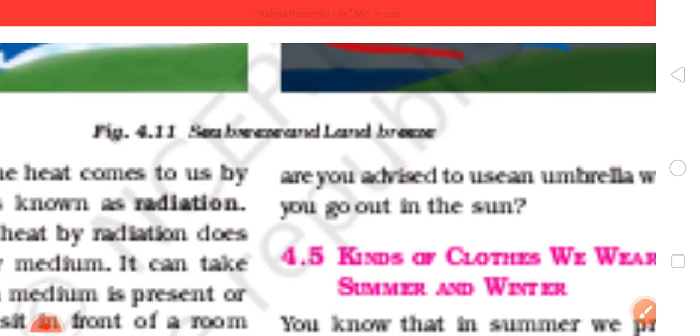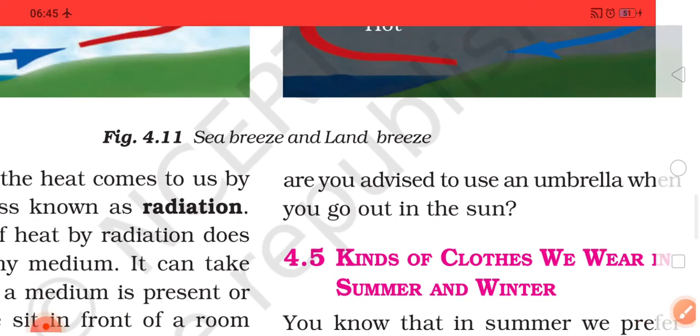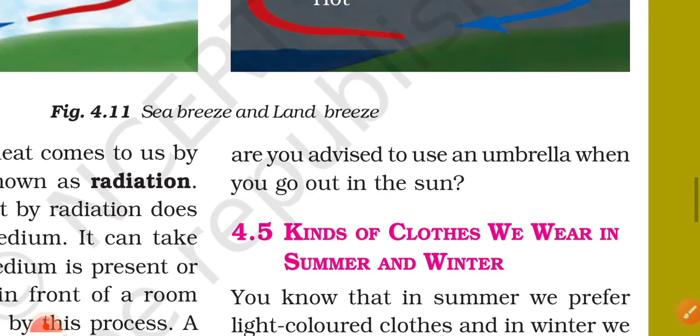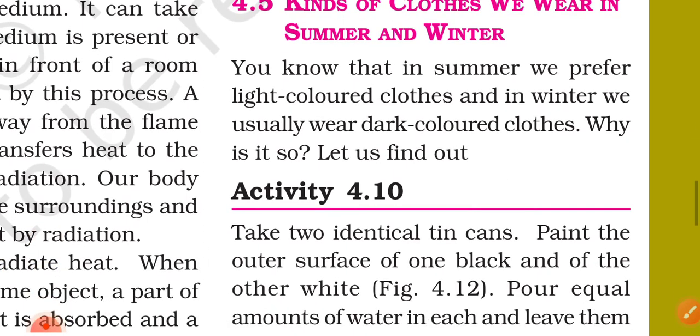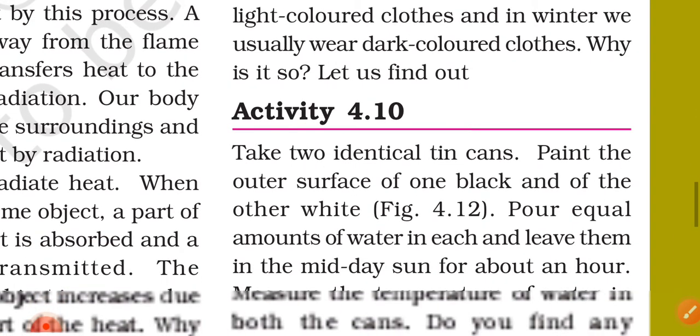Why are you advised to use an umbrella when you go out in the sun? 4.5 Kinds of clothes we wear in summer and winter. You know that in summer we prefer light colored clothes and in winter we usually wear dark colored clothes. Why is it so? Let us find out.